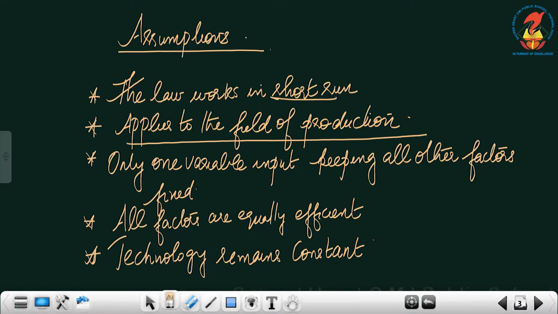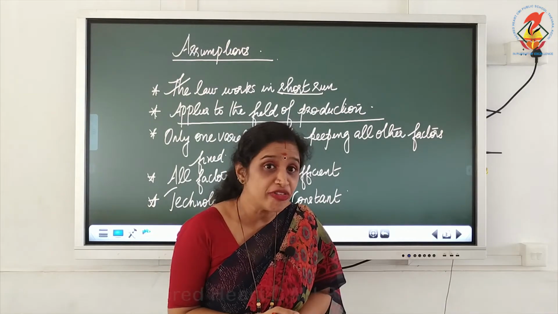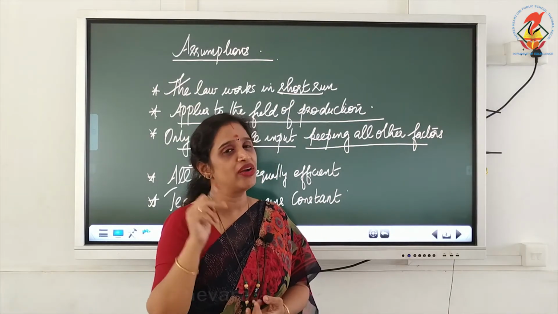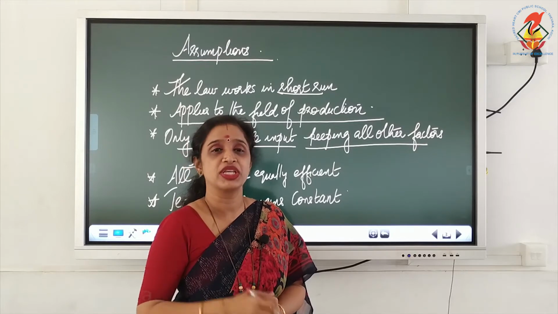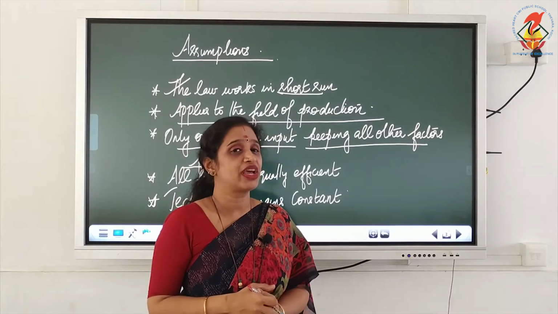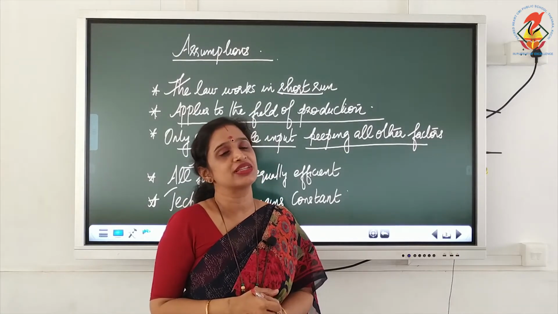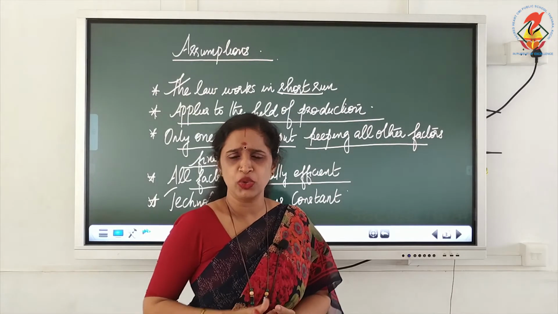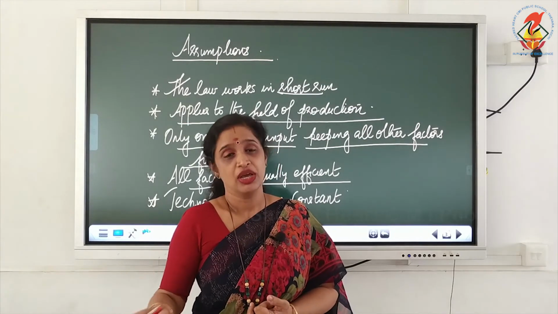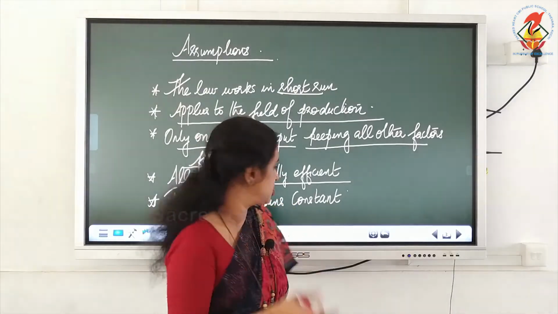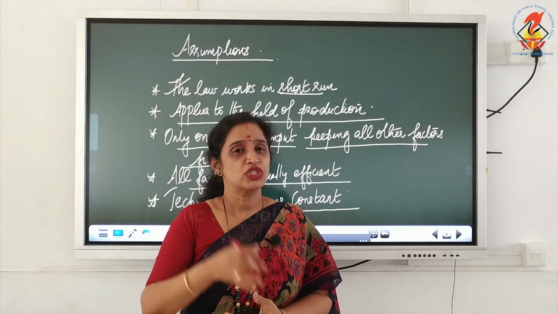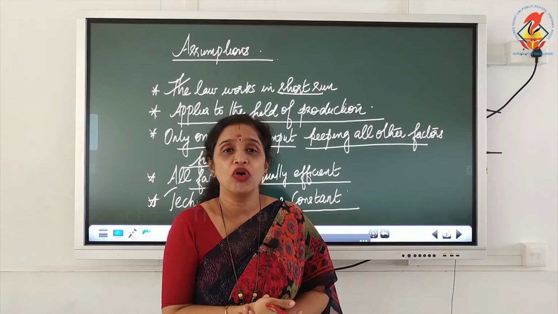Now, this law is applied only to the field of production. Only one variable input is changed, keeping all other factors fixed. So the theory works under the assumption that only one variable factor is changed, and all other factors are kept constant. Here we have taken the variable factor as labor and the fixed factors as land, machine, etc. Next, all factors are equally efficient. All the factors used in the production process are equally important and equally efficient. Next, technology remains constant. There is no change in the technology. Based on these assumptions, we can explain the law of variable proportion.